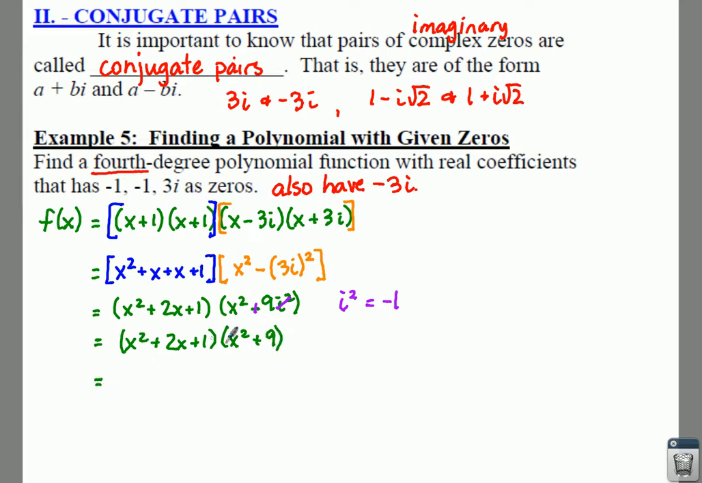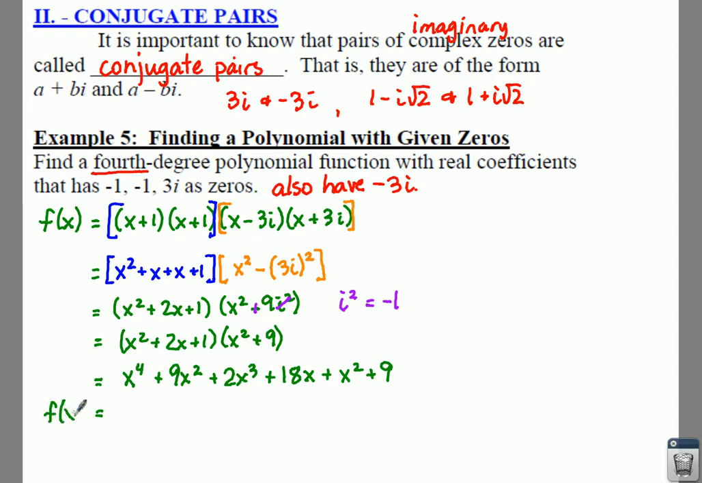So if we distribute, x squared times an x squared gives us an x to the fourth. There's your fourth degree polynomial. Plus a 9x squared. And then we go to 2x times both those. You get a 2x cubed. And then you have an 18x. And then we have a 1 times x squared and a 1 times 9. So finally we can simplify.